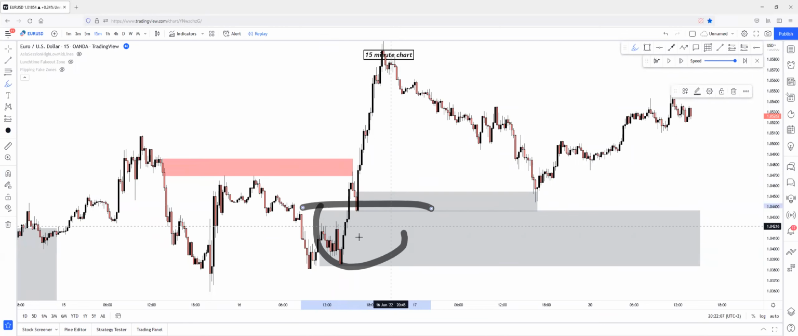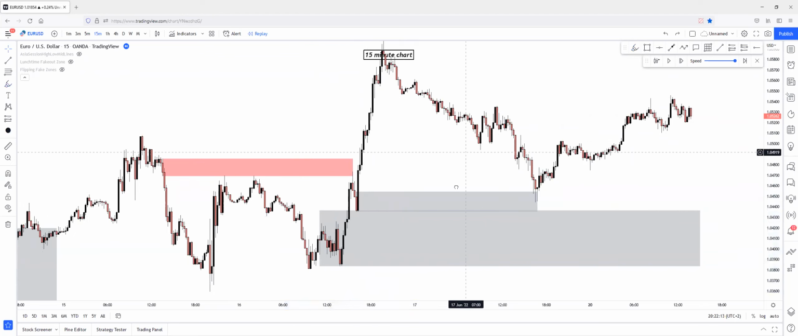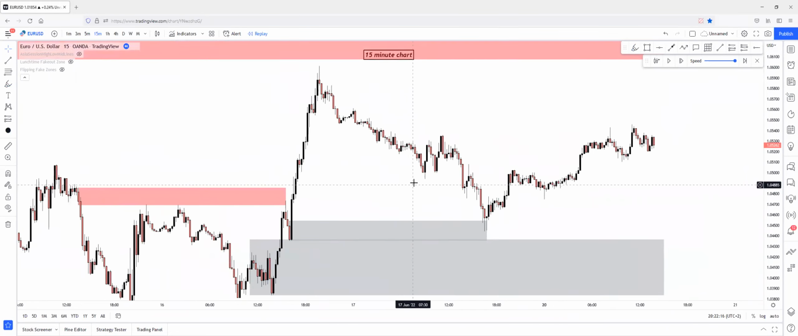So on the 4-hour perspective, we have this demand zone. On the 15-minute perspective, we have this demand zone as our extreme. So 15-minute, this is the extreme. 4-hour, this is the extreme. Okay. So what else can we see?